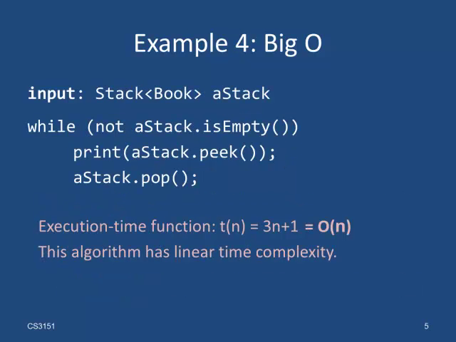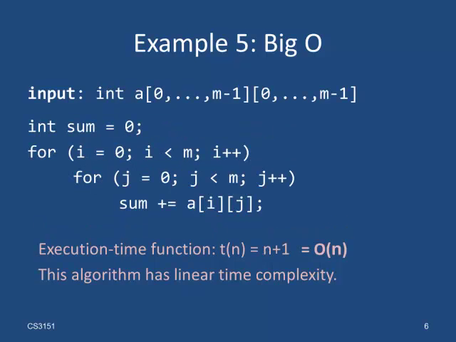The fourth example has a linear execution time function. The execution time function is O of n. The algorithm's time complexity is linear. The next algorithm is linear again.